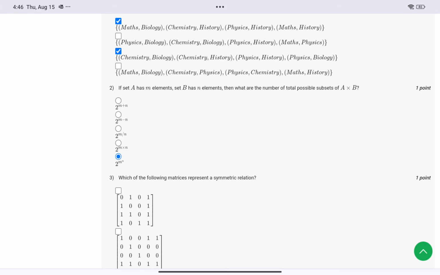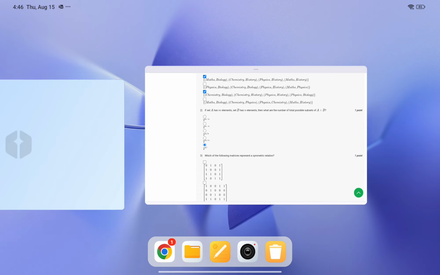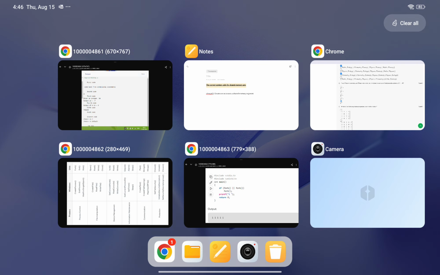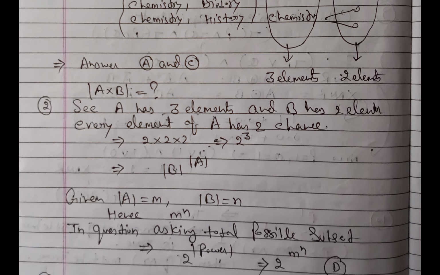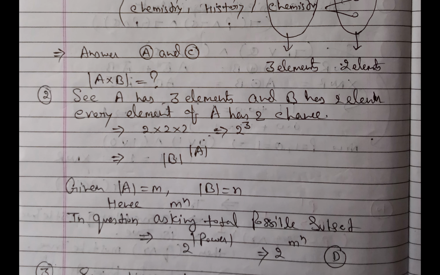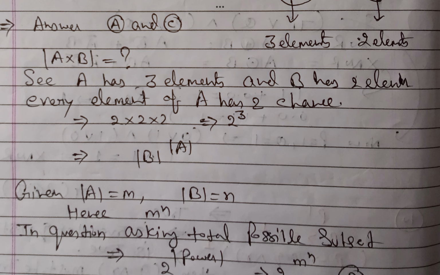Now he is asking the total number of mappings from A to B, right, Cartesian product. So now see here, total number of mappings, how to find? I have clearly written here. A has a total of 3 elements and B has 2 elements. Every element of A has 2 choices.